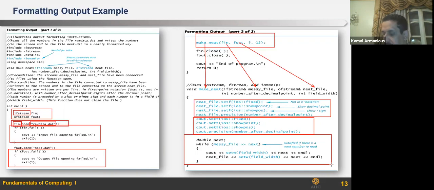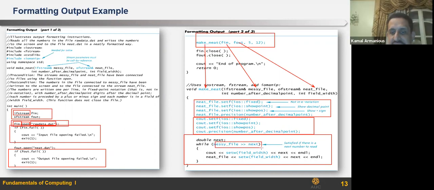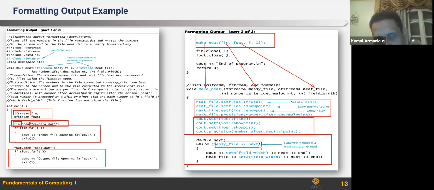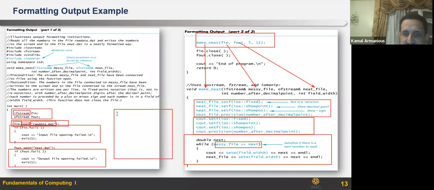If you read while messy file greater than next, what do you think it does? This is satisfied only when it reads something into next. Great, ya Muhammad. You have another bonus. So this is a file. I will explain this because it's not very straightforward. This file contains double data.